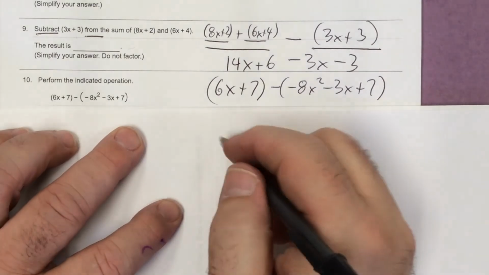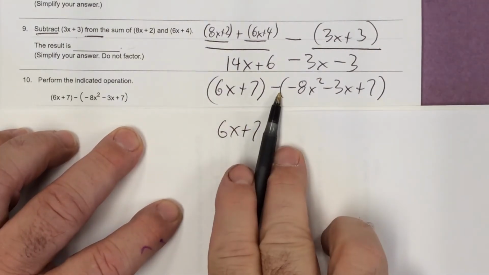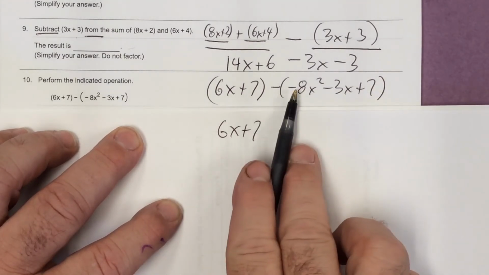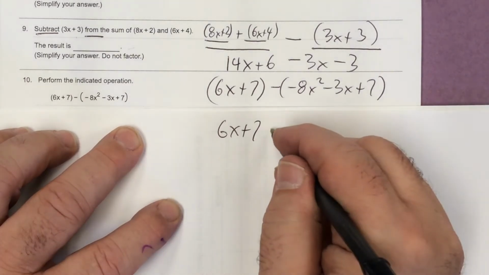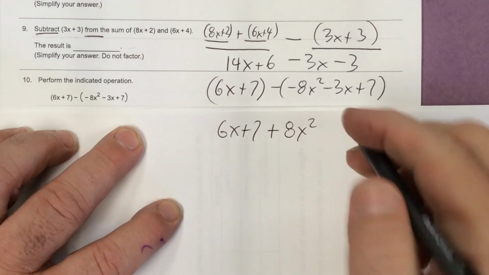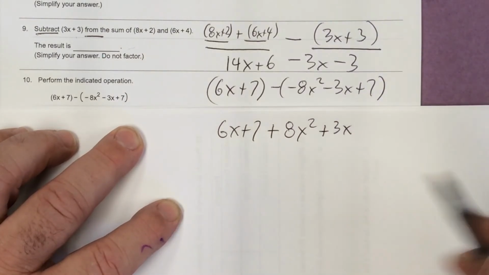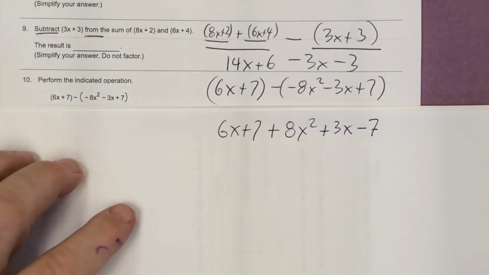So what I'm going to do first is bring 6x plus 7 down, no parentheses. Whatever the sign is on the inside, because of the negative here, I just switch the sign. So negative 8x squared becomes positive 8x squared. Negative 3x becomes positive 3x. Positive 7 becomes negative 7. And now I'm free to combine all the terms that are like each other.